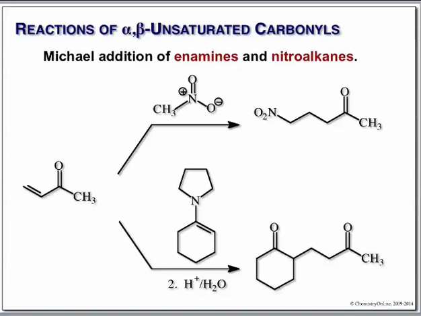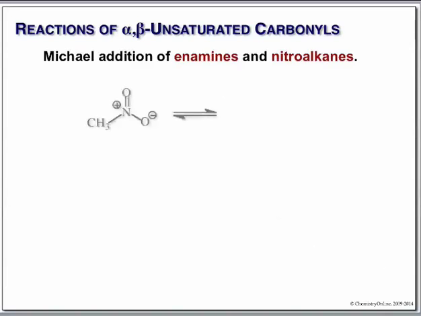Let's go ahead and look at the mechanisms of these just to make sure we understand it. Nitromethane, any nitroalkane, will have electron density alpha to the nitro group, simply because we can pull the hydrogen off and form this intermediate. In the reaction we just did, this electron density is going to attack the beta carbon.